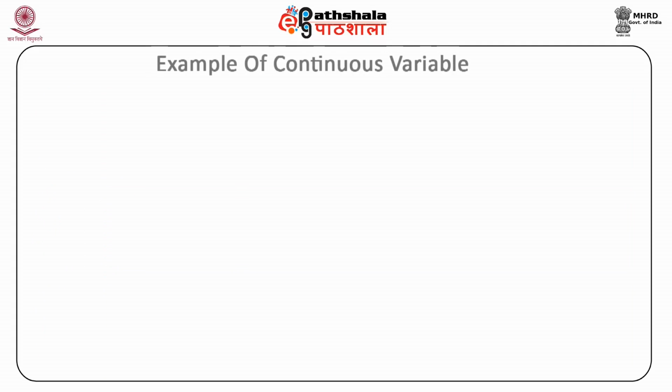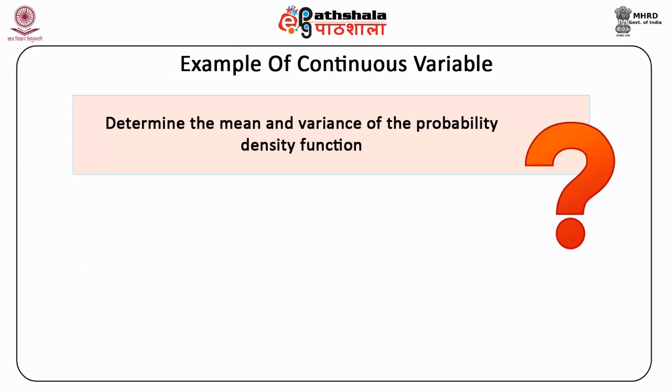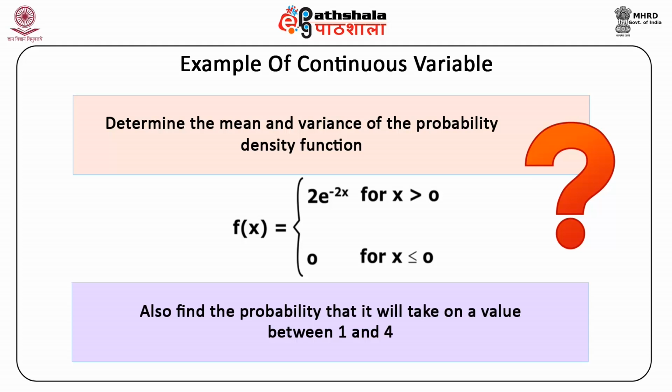Let us look at an example of a continuous variable. Determine the mean and variance of the probability density function given by f of x is equal to 2e to the power minus 2x for x greater than 0, and it is equal to 0 for x less than or equal to 0. Also find the probability that it will take on a value between 1 and 4.